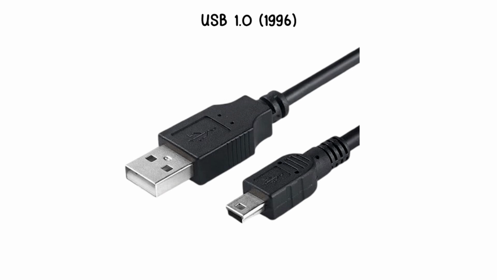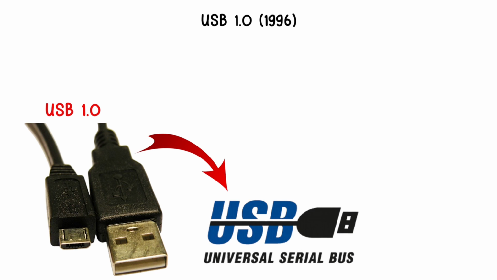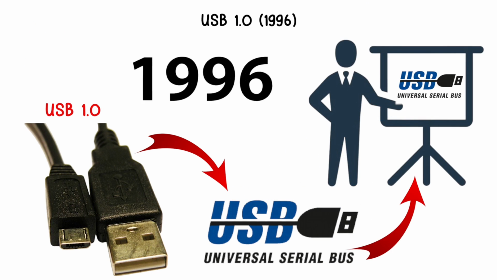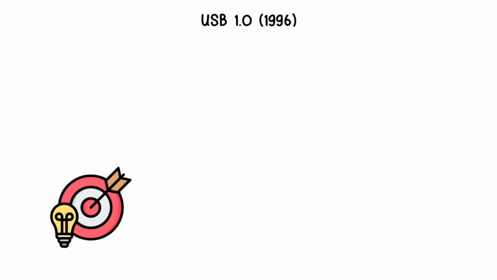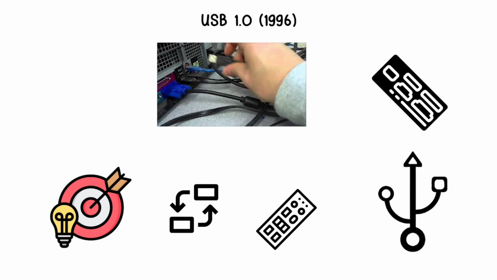USB 1.0, 1996. USB 1.0 was the first official version of the Universal Serial Bus Standard introduced in 1996. Its purpose was to replace the many different connectors and ports on personal computers with a single standardized interface.